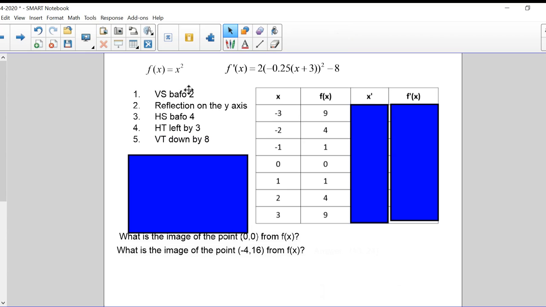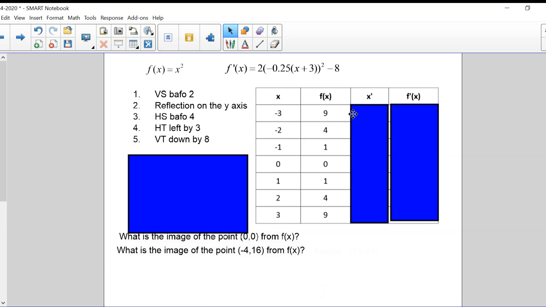So vertical stretch by a factor of 2, reflection on the y-axis, horizontal stretch by a factor of 4, not -4, but +4. Horizontal translation left by 3, somebody gave us that earlier on, and vertical translation down by 8. We got all of those things. So those are all good to go.